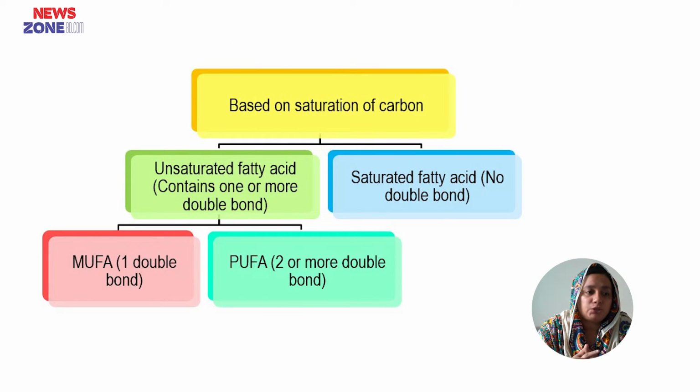On the basis of saturation of carbon, it is classified as unsaturated fatty acid and saturated fatty acid. In saturated fatty acid, there is no double bond within the hydrocarbon chain, but unsaturated fatty acid contains one or more double bonds in its hydrocarbon chain. On the basis of number of double bonds, unsaturated fatty acid can be classified into two groups. One is monounsaturated fatty acid, which contains one double bond, and the other is polyunsaturated fatty acid, which contains two or more double bonds in its hydrocarbon chain.